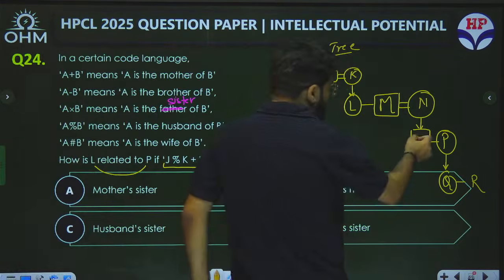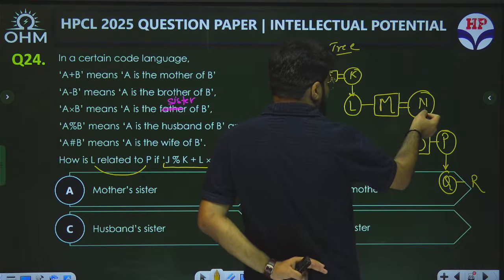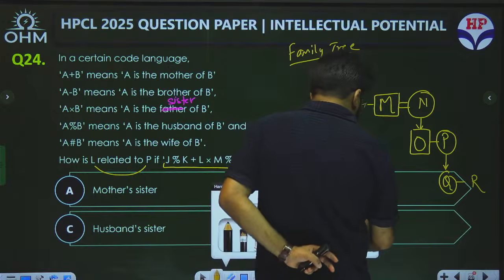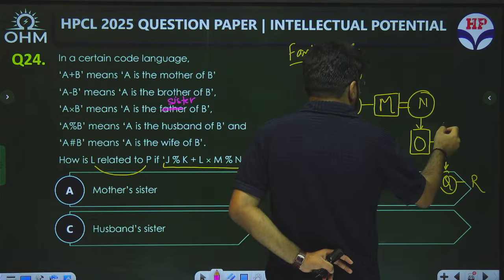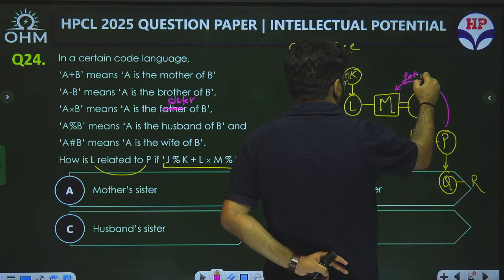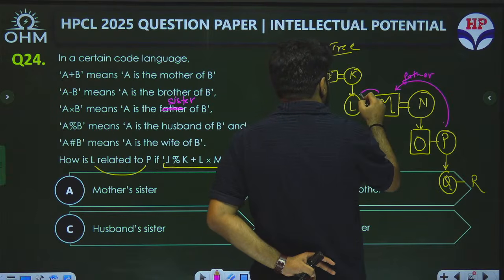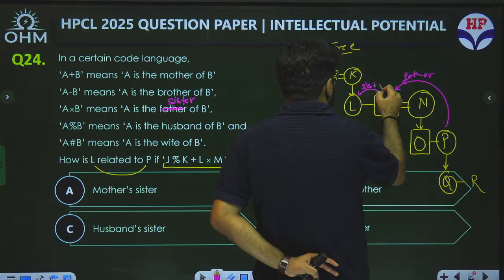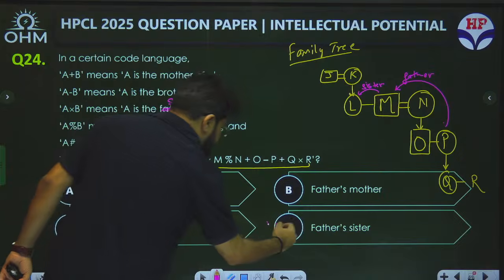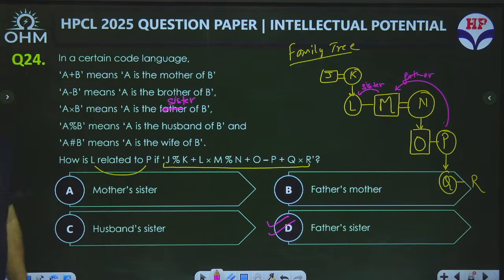Okay, now it is clear. O and P are siblings. They have the mother N, father M, and L is the sister. So now you see here, P's father is M. M's sister is L. So who is L? Father's sister. Then the option is matching. Father's sister, option number D.